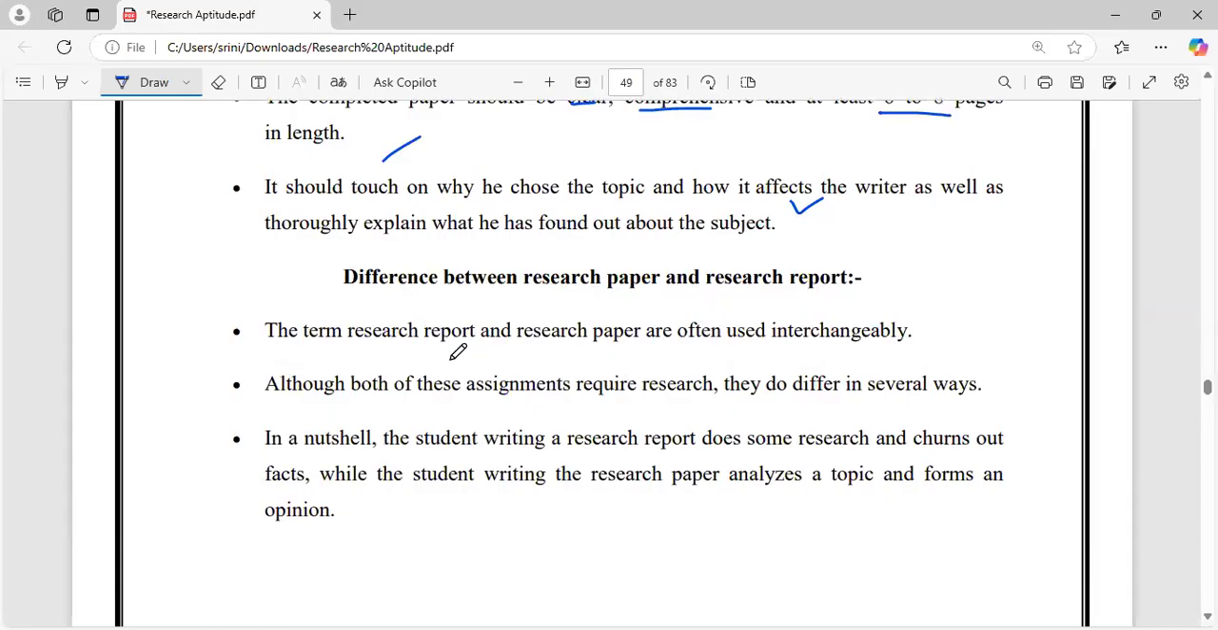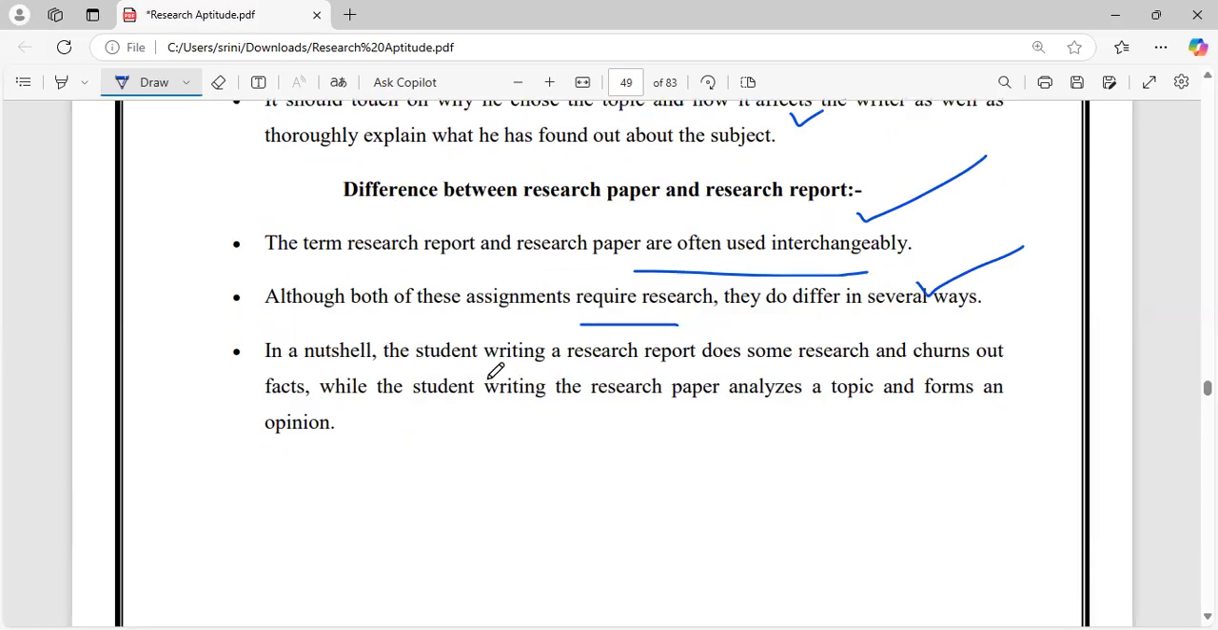Difference here between research paper and research report. Research report and research paper are often used interchangeably. Both of these assignments require research. They do differ in several ways. The student writing a research report does some research and churns out facts. A student writing a research paper analyzes the topic and forms an opinion.